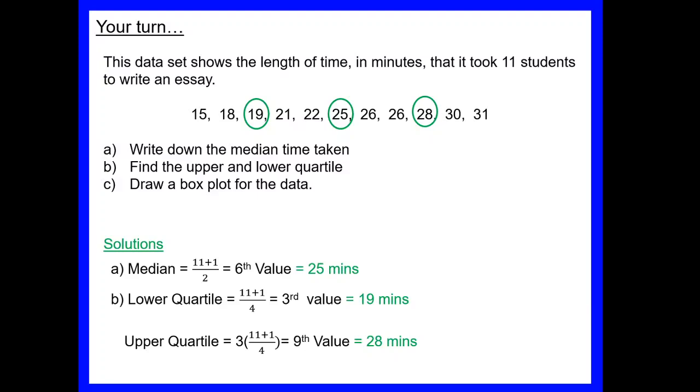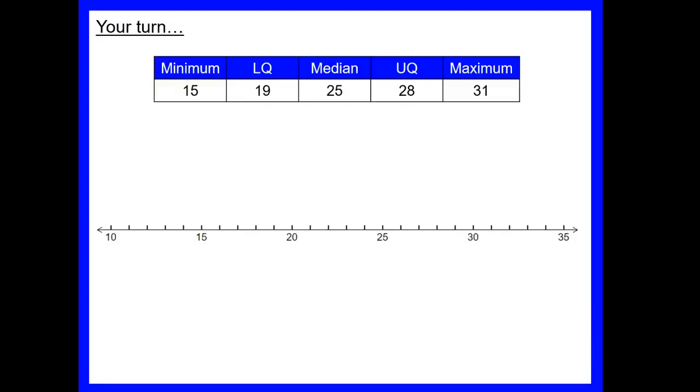Don't forget, to be able to draw the box plot, you also need to know the minimum and maximum. So just taking a note, the minimum is 15 and the maximum was 31. So again, I've just put them in a table just for ease of viewing there. So drawing those onto the box plot then.